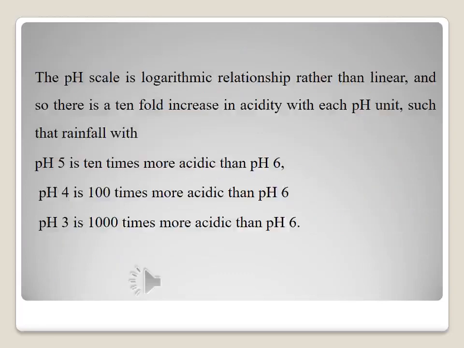The pH scale is a logarithmic relationship rather than linear, and so there is a tenfold increase in acidity with each pH unit, such that rainfall with pH 5 is 10 times more acidic than pH 6. pH 4 is 100 times more acidic than pH 6, and rainfall with pH 3 is 1,000 times more acidic than pH 6.